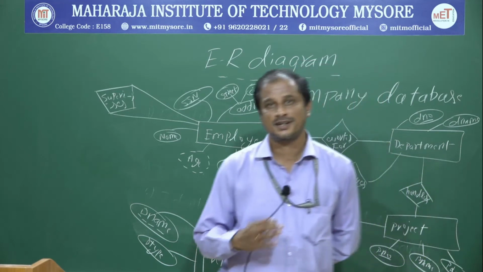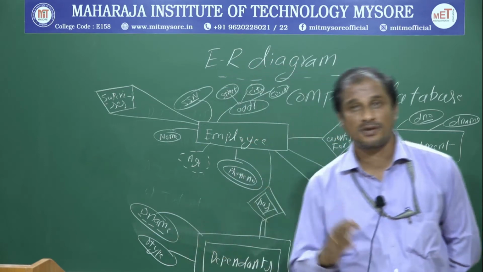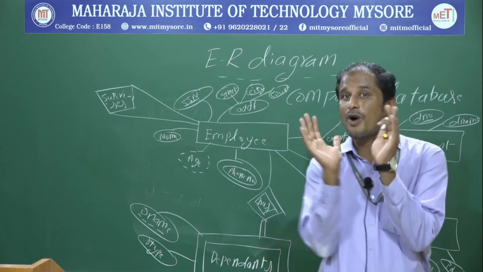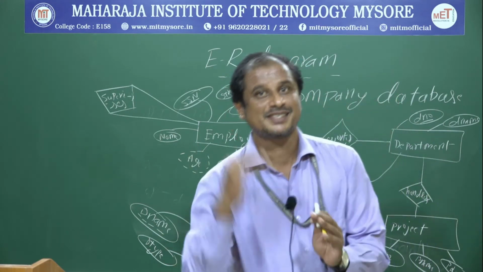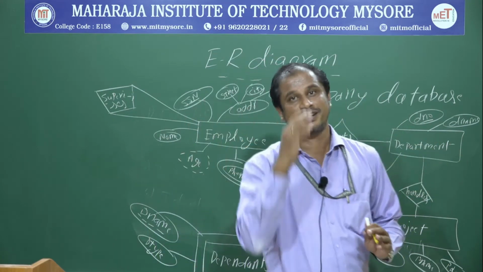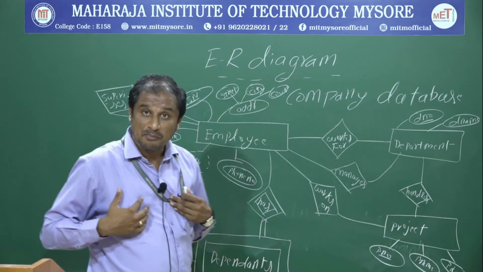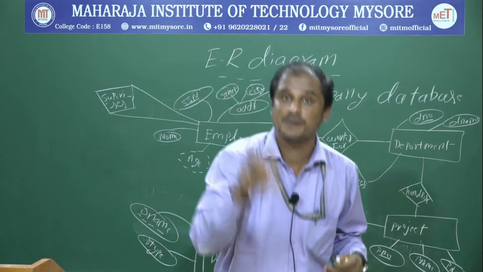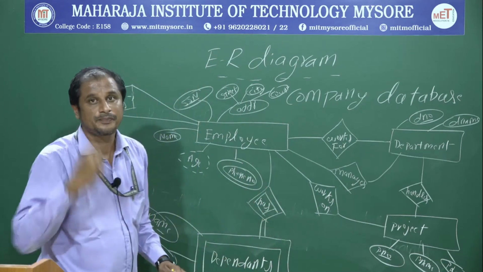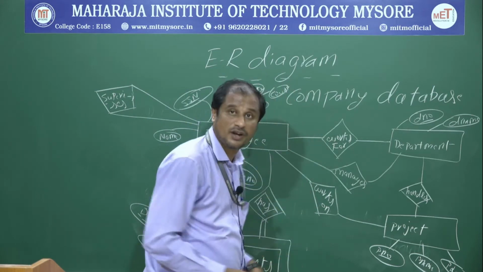So what I have done here, you can check the flow. Employee works on project: the works on relationship defines an employee working on a particular project. Employee has dependents: the word has is the relationship that defines that the employee has dependents. So now my job is to identify attributes for the relationships.